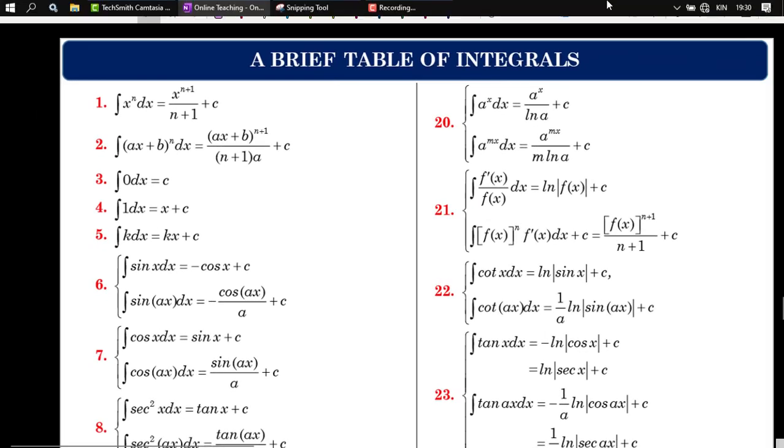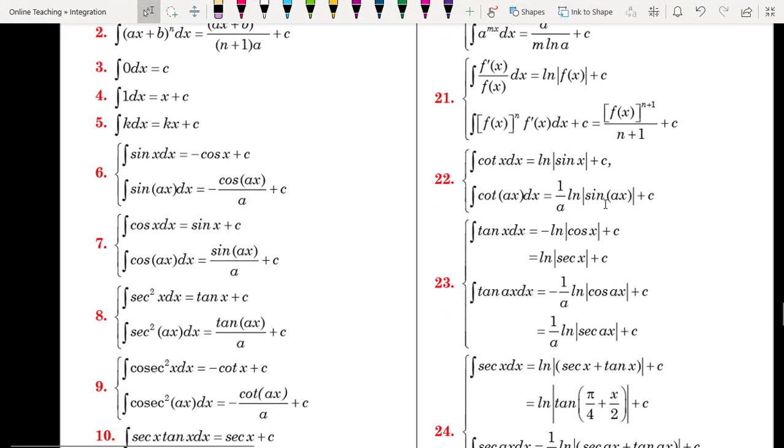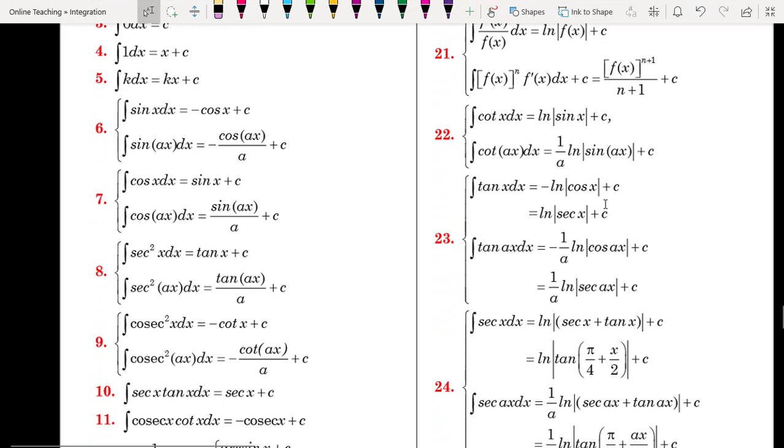I show you in the table the integration of sine x.